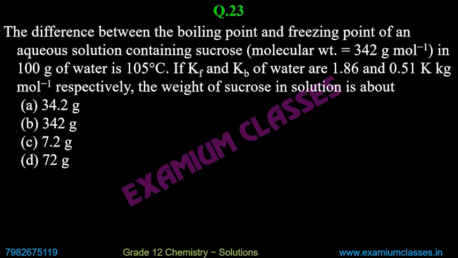Next question. The difference between the boiling point and freezing point of an aqueous solution containing sucrose, molecular weight 342, in 100 grams of water is 105 degrees Celsius. It is the difference between boiling point and freezing point. If Kf and Kb are given, the weight of sucrose in solution is. Question is very easy. Let me see who is going to tell me the answer.